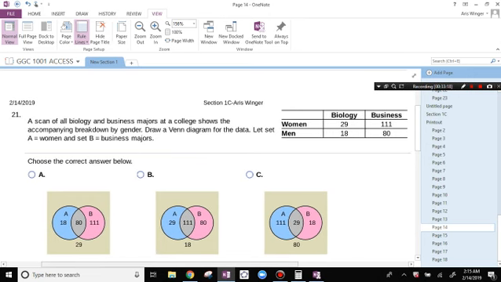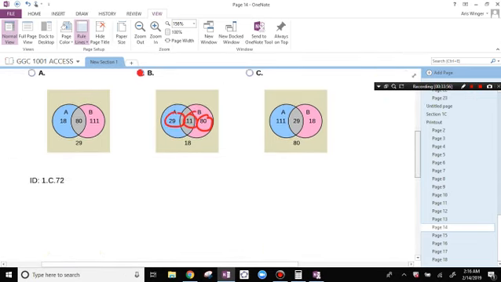Same question. Let's see if it's any more difficult. Here we've got set A is women, business majors again. Women, business majors. Got 111 in the middle. Again, it's got to be this one. Right? 80 in B, but not women. 29 who are women but not in business. 111 in the middle. 18 in none of them.